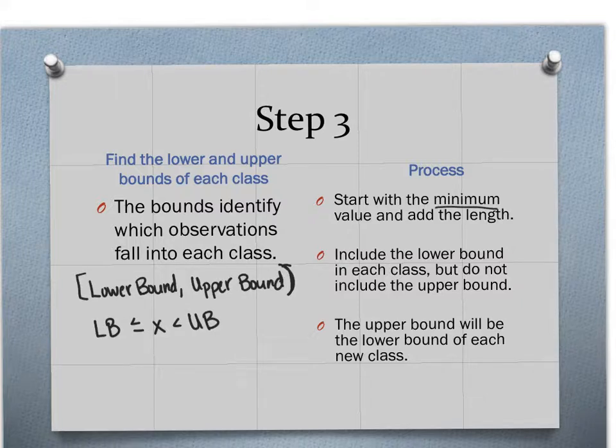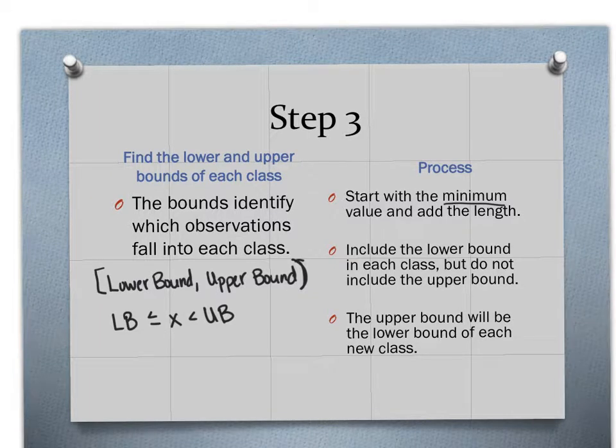So our minimum value was 65. So the first class is from 65 less than or equal to x, which is less than, and then we're going to add the width W. So we're going to add 40 to 65, and we get our first class upper bound to be 105. Now, notice that this says we include the lower bound, so we're going to include this value right here, but we're going to exclude the upper bound. And what happens is you bring the upper bound down to the next class. So the upper bound becomes the lower bound of the next class.